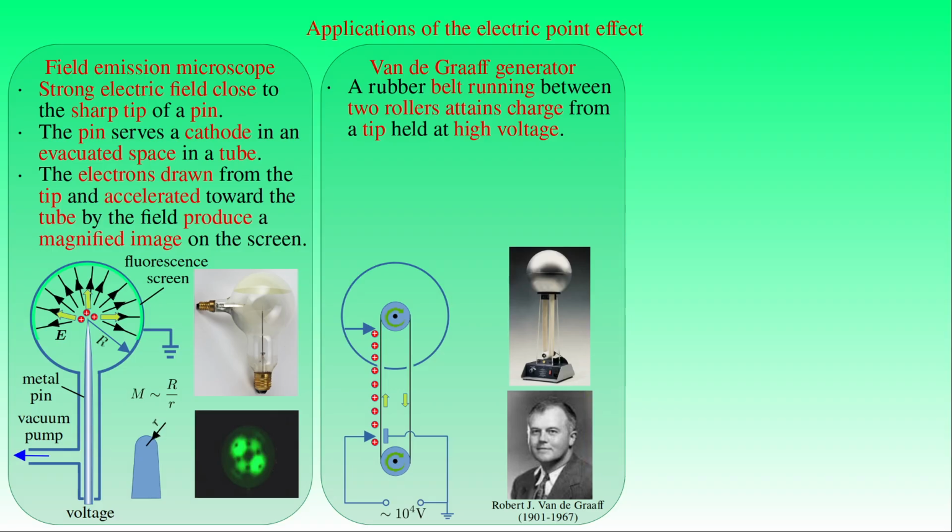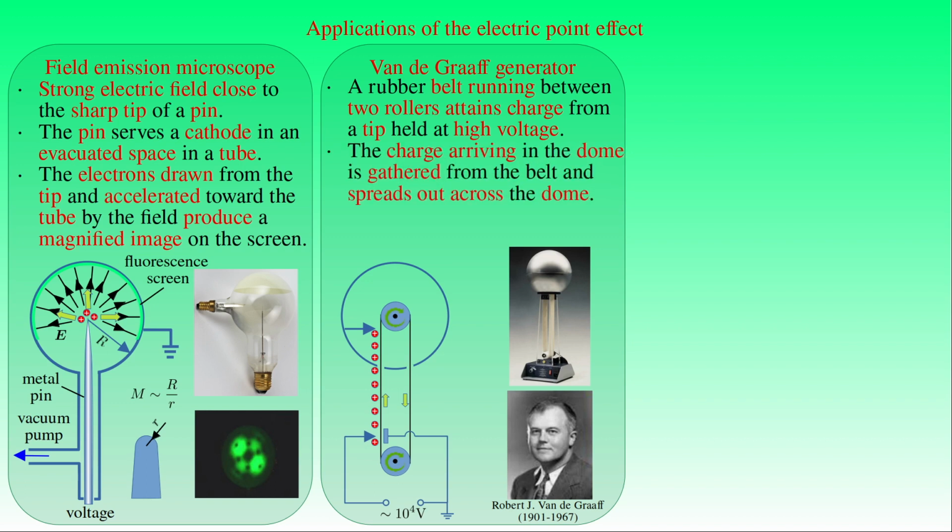The original design of the generator uses the triboelectric effect between the roller and the belt to separate charges, which causes a strong buildup of charge on the roller and opposite charge on the belt. Instead of a charged pin, the design has a grounded comb close to the lower roller, and the belt, producing the electric point effect, transfers more charge from the grounded comb to the belt. Inside the dome, another tip or a comb with many tips attached to the metal sphere gathers the charge from the belt due to the point effect, and the collected charge will spread out across the whole spherical shell.